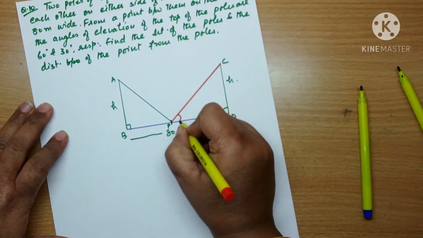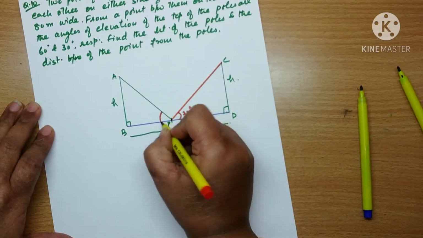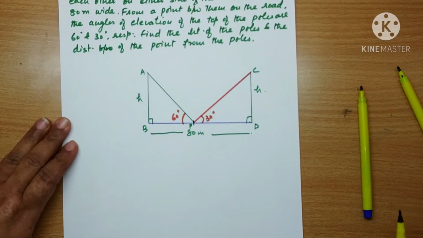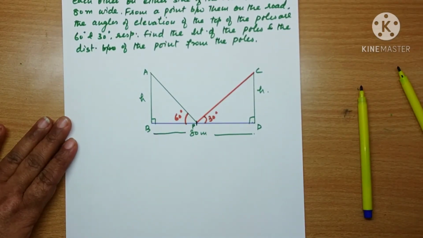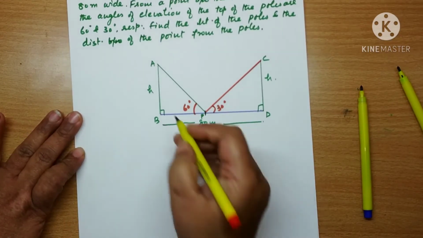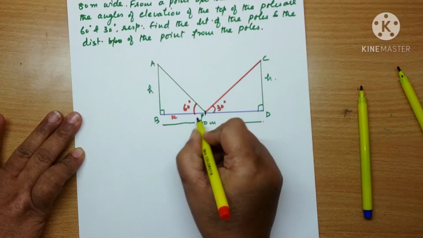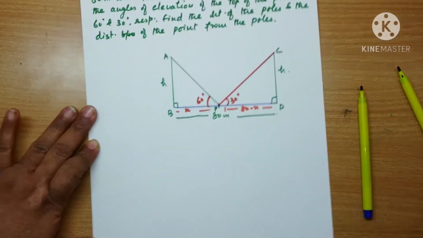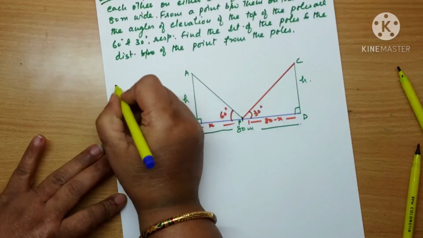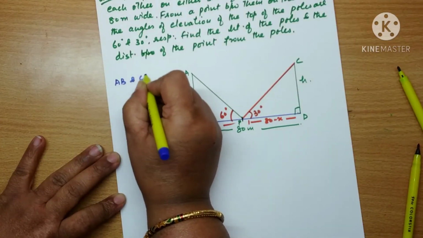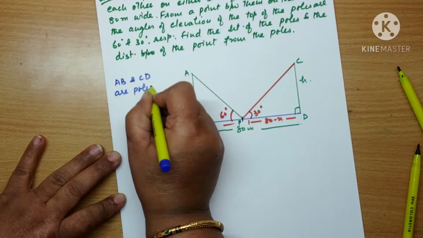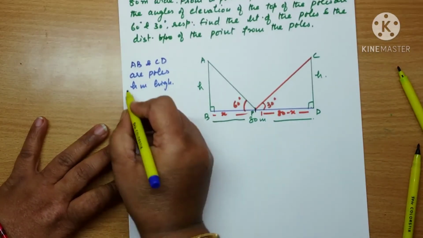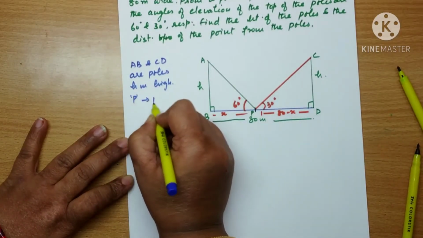Obviously the difference in angles means the point is closer to one side and farther from the other pole. This is given. We need to find the height of the pole as well as the distance of the point. Let's say this distance is x, right? The other distance will be 80 minus x, of course. So in the question we have AB and CD as poles, h meter high, and P is the point of observation.